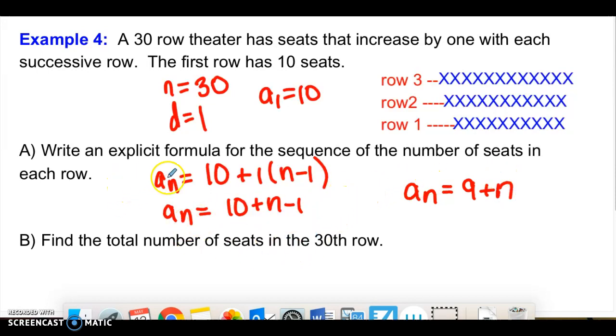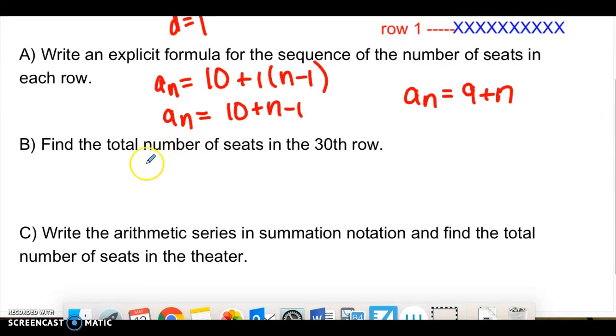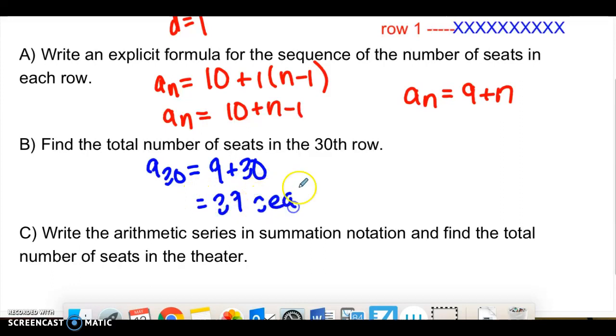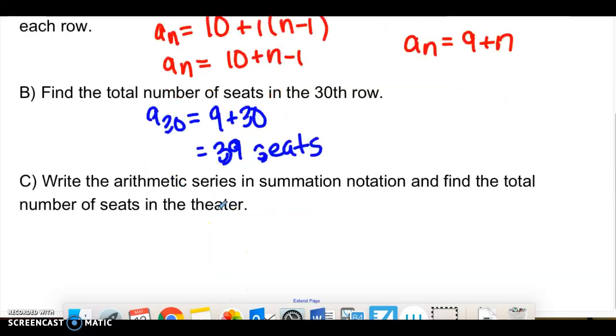If we want to know the total number of seats in the 30th row, we're just going to plug 30 in for n. So A30 is equal to 9 plus 30, so A30 is equal to 39 seats. And then if we want the summation notation, we want the sum from the first row to the 30th row with an equation of n plus 9.